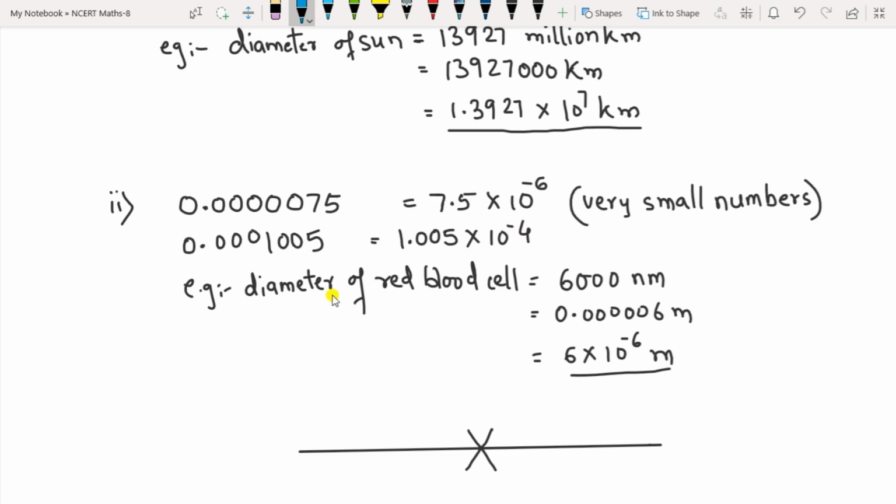For example, the diameter of a red blood cell is between 6000 nanometers and 8000 nanometers. Convert into meters, that becomes 0.000006 meter. Now here the point is going to the left side. So it is 6 into 10 raised to minus 6 meter. So this is called the standard form of writing numbers.